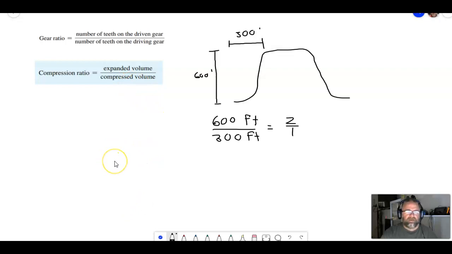So at this point, I'm going to give you an example that I want you to go ahead and pause and try on your own. What is the gear ratio?